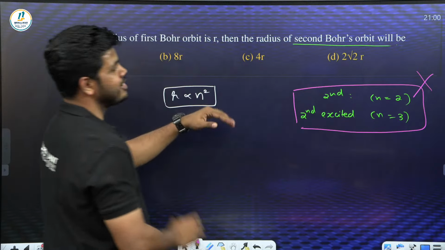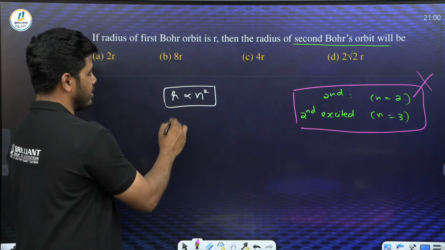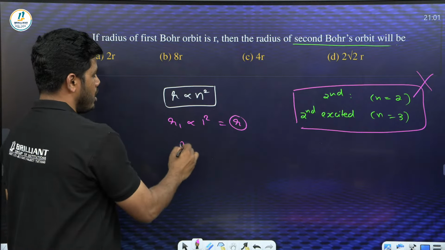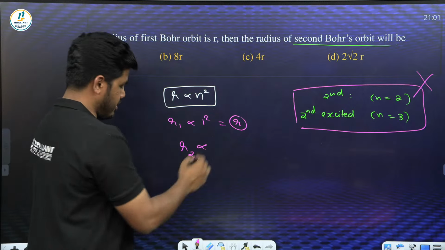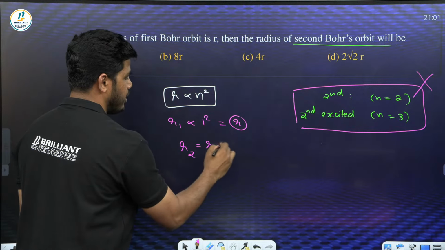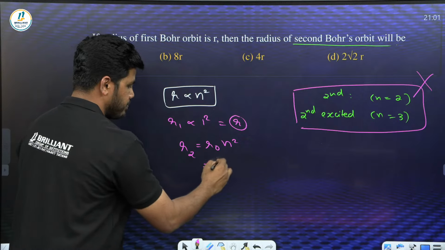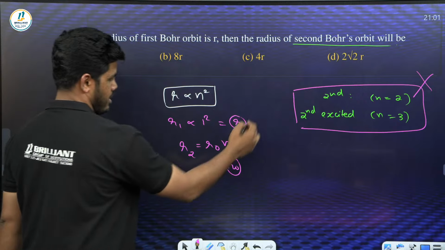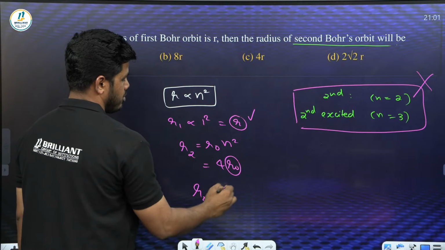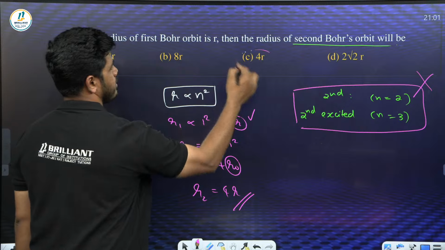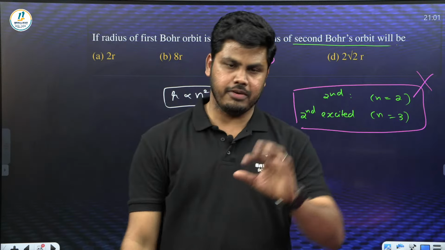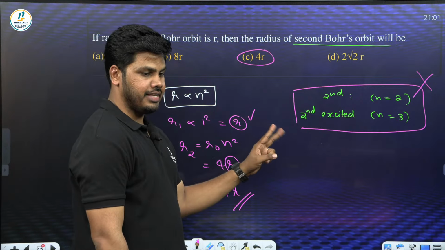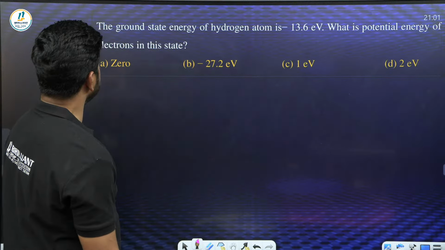Fine. So what about the second orbit? The first radius r1 is proportional to 1 square, which is given as r. So what about r2? r2 is equal to r0 into n square, right? So it is going to be 4r0. What is r0? r0 is the radius of the first orbit, that is r given in the question. So r2 is going to be 4 times r, which is option C. Correct? Yes. So be careful about the given energy level, whether it is the second orbit or the second excited orbit.